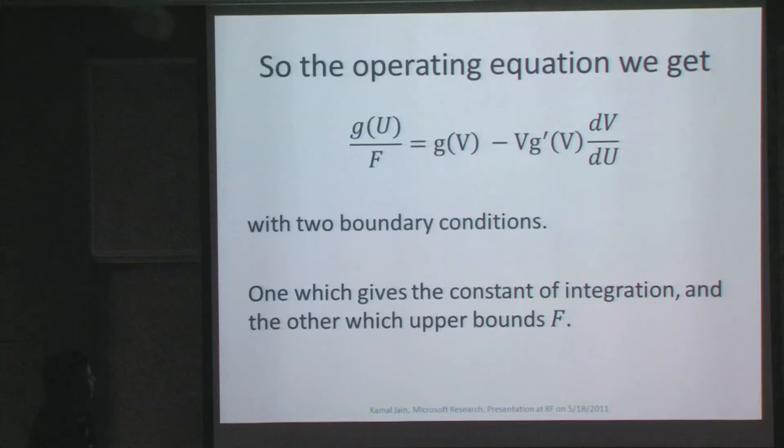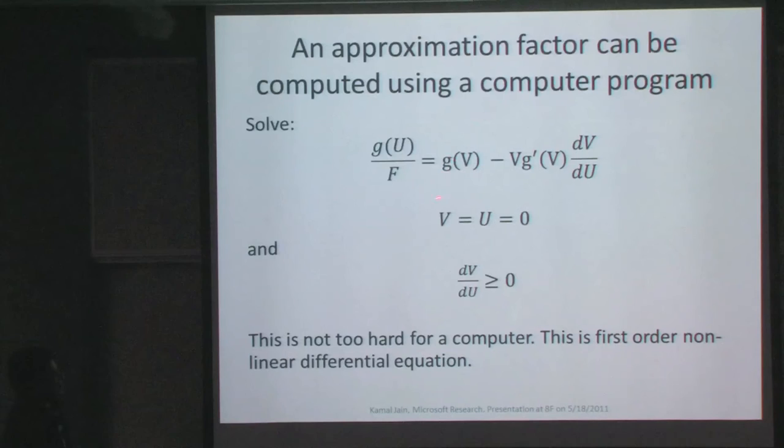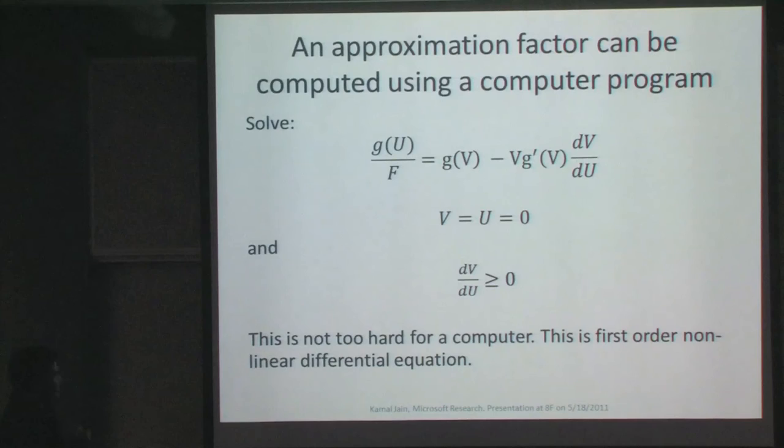Let me do the boundary conditions. I can't explain this since I skipped that. Okay. So here's the worst case F possible. You say that this is my algorithm, this differential equation. I solve this so that initially 0 equals 0, and the derivative of this V as a function of U is only increasing. Again, sorry for the time, I have to skip that. I'm just giving you a very high level picture.